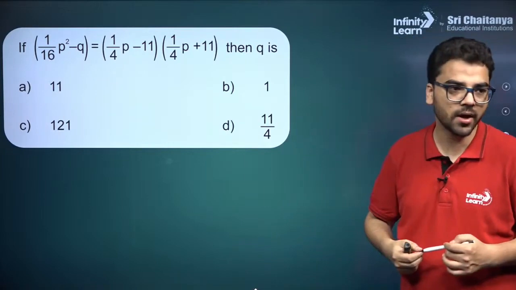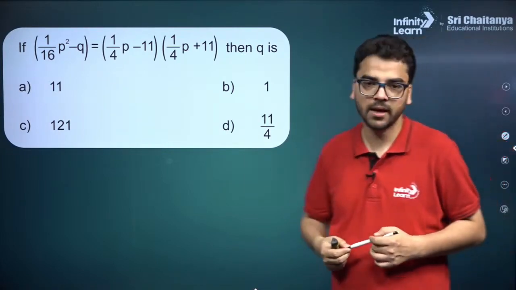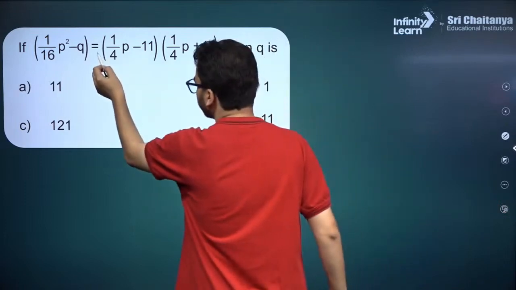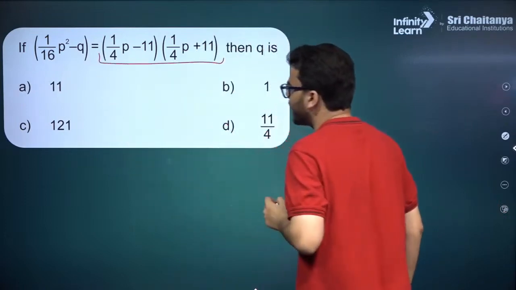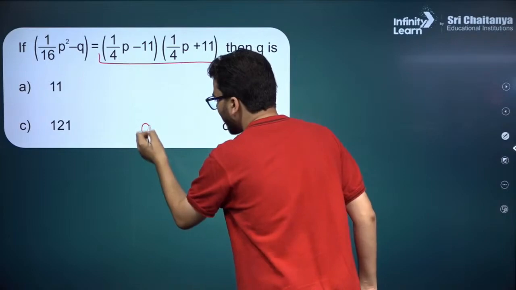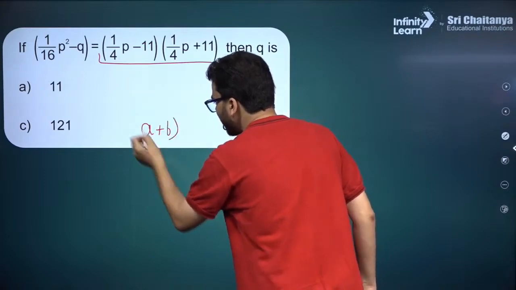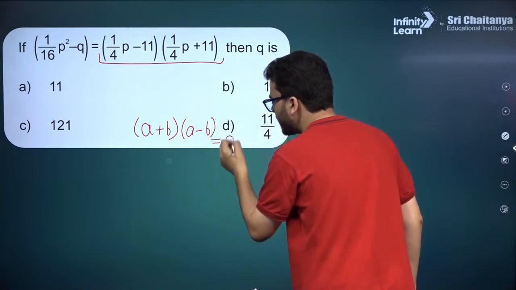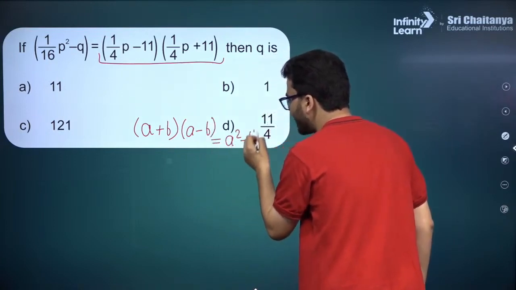121 you are getting. Okay, what about other students over here? It's a very simple question. So you see the right hand side over here, it is of the form a plus b, a minus b, right? So you know this identity, guys, right? A plus b, a minus b. What is that equal to? A plus b, a minus b is equal to a square minus b square.